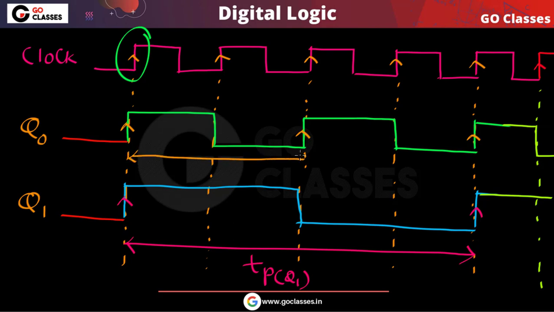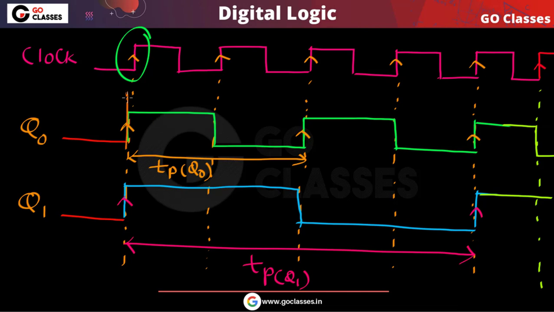This is the time period of q0. So I can say that this is a time period of q0. And you can notice the time period of q0 is basically double the time period of the clock. Or I can say the frequency of q0 is basically half the frequency of the clock.